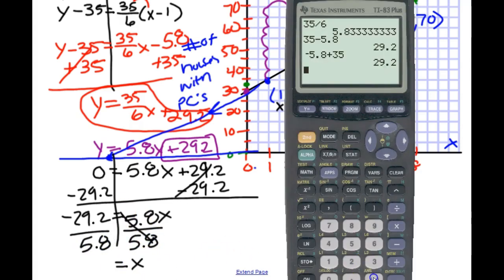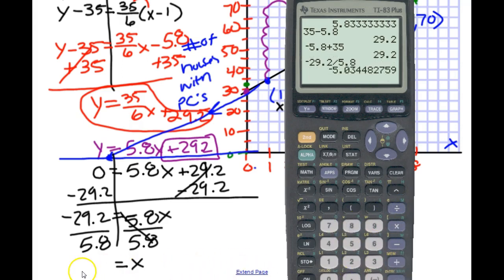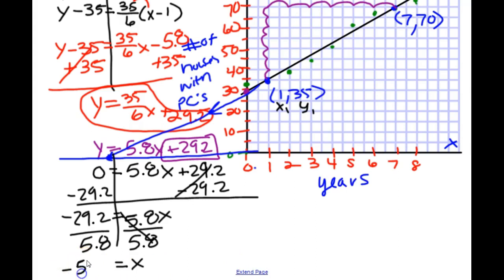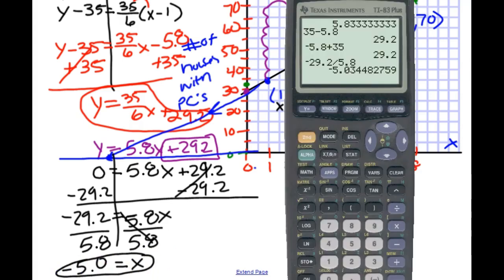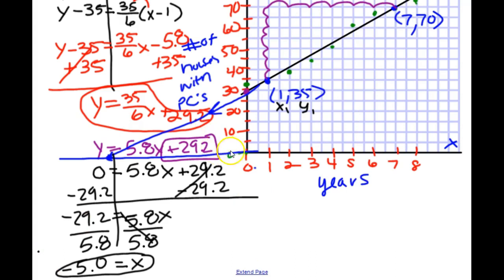So negative 29.2 divided by 5.8 gives me negative 5.0 something. So I'm just going to round it to about negative 5. It was 5.03. So that makes sense. If I were to go back 5, it would be right at about 5.